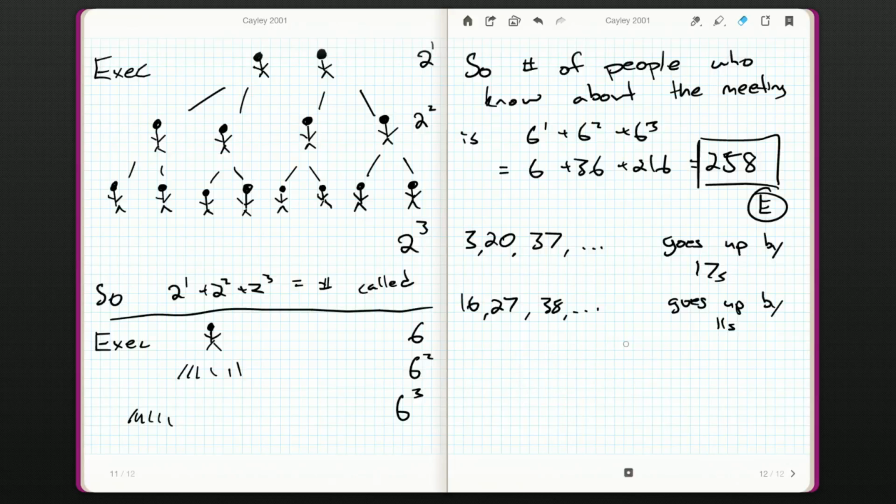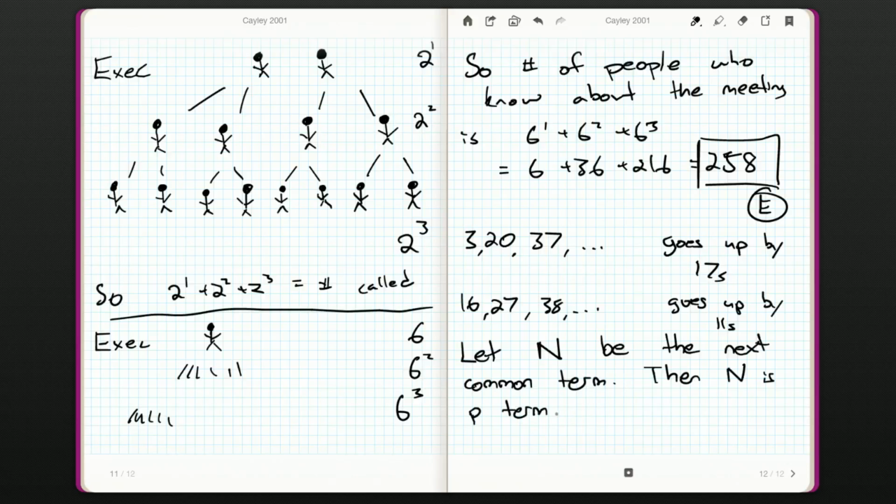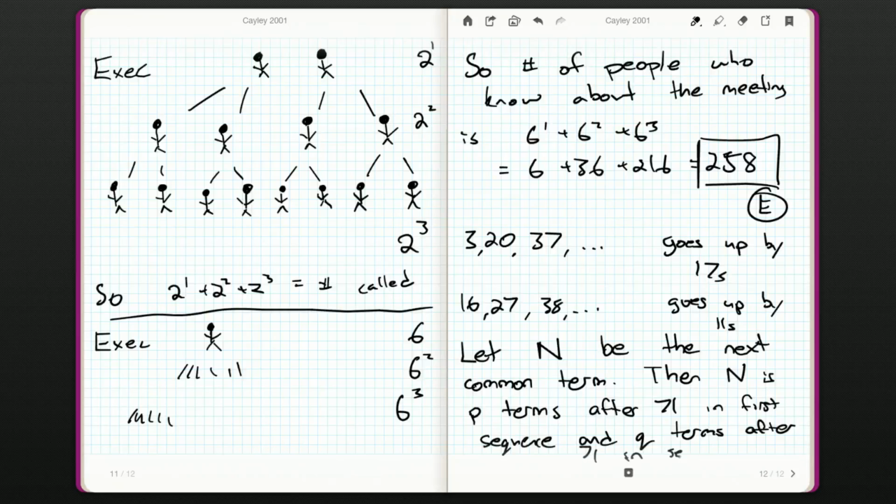But 17 and 11 are prime numbers. Specifically, they're relatively prime to one another. So, let n be the next common term. We'll say n is p terms in the first sequence after 71, and q terms after 71, because this next common term has to be after 71, in the second sequence.